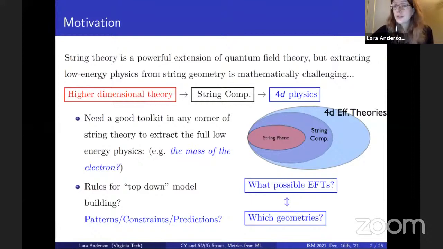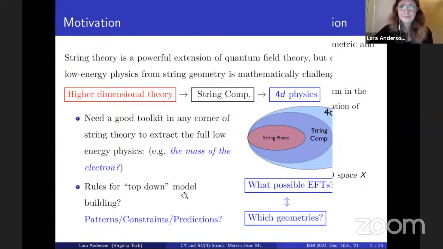But nonetheless, we're really interested in the possibility of trying to extract rules for top-down model building, patterns, constraints, predictions, and so on. So I want to take a step in this direction with a new set of tools that have emerged within the last year using machine learning to try and tighten up part of this technical control, part of the ability to extract interesting physics from the low energy dimensional reductions of string compactifications.